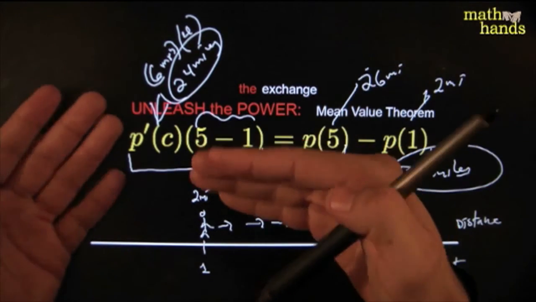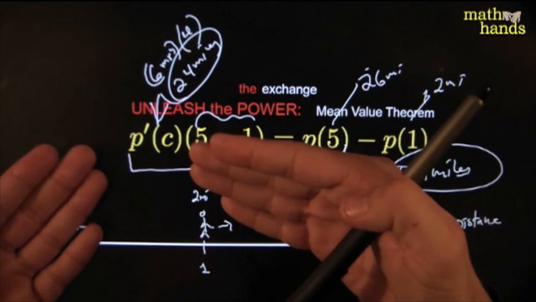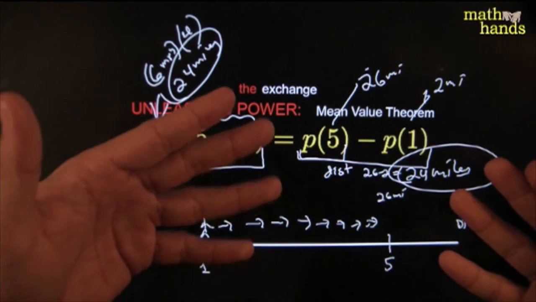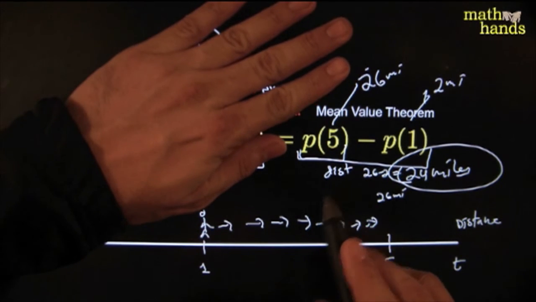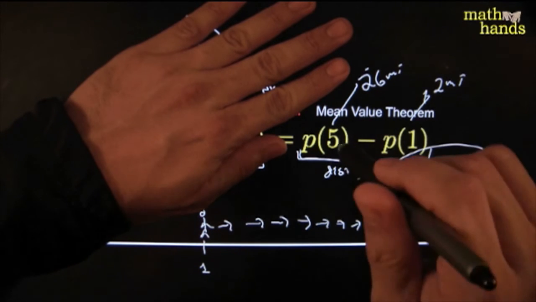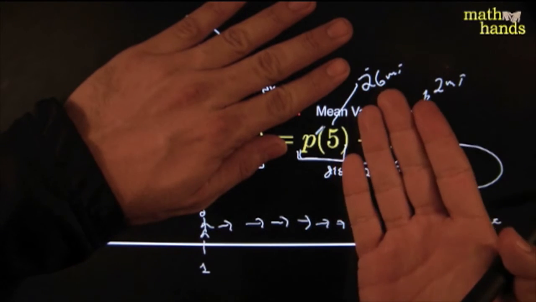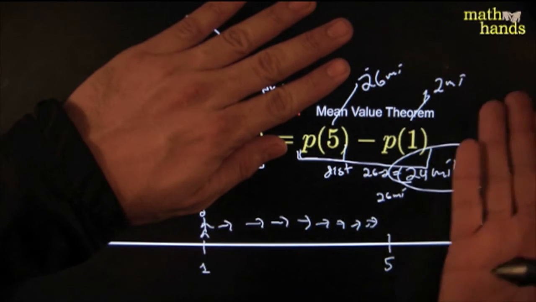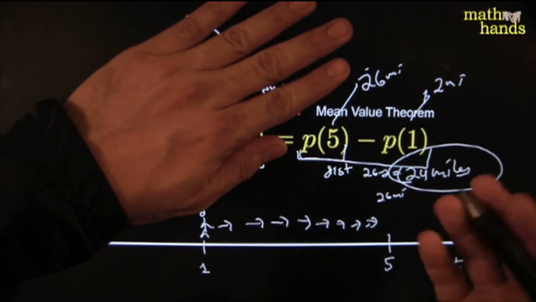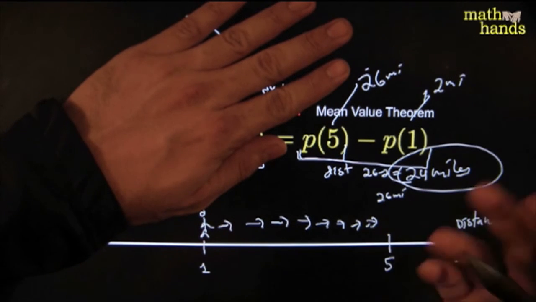See, you could get with this, or you could get with that. On the one hand, you can say the distance traveled is just so easy. Just tell me, what was the position? Where were you after 5 hours? Oh, I was at 26 miles. Where were you after 1 hour? 2. Oh, okay, you traveled 24 miles. You see how simple that is?